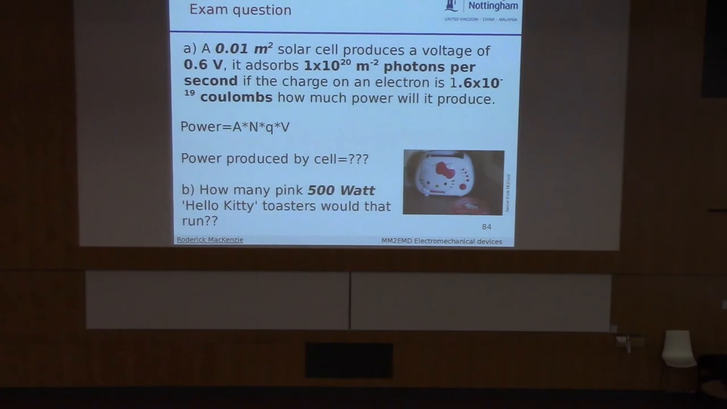So this could be an exam question. A 0.01 meter squared solar cell produces a voltage of 0.6 volts and absorbs 1 times 10 to the 20 photons per meter squared per second. If the charge on an electron is 1.6 times 10 to the minus 19 coulombs, how much power will it produce? So there's the equation: area, number of photons, charge, voltage over the diode. What is the power it produced? And how many Hello Kitty toasters could we power with our solar cell?